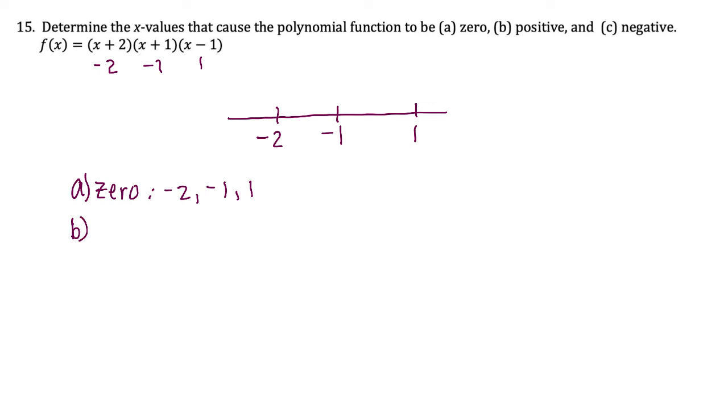So for part B, positive. This is where we pick our test points and see, well, where are we going to get a positive value? So let's pick out some values. Let's see, let's pick -3 out here. That's a good one to pick. And so if I plug in -3, I'm going to get a negative times a negative times a negative. So that's a negative out here. What about between -2 and -1? Let's say -1.5. And so that's going to give me a positive times a negative times a negative.